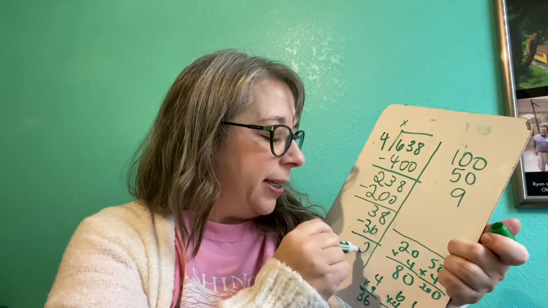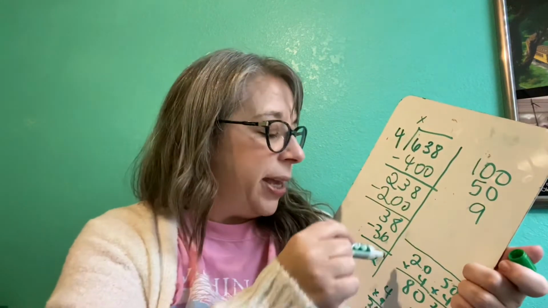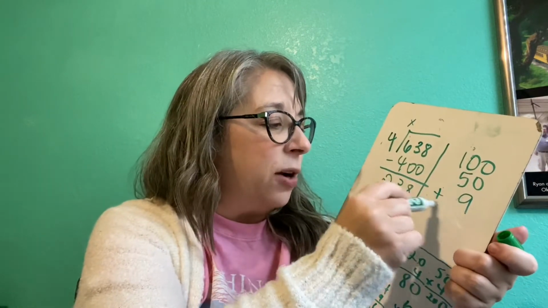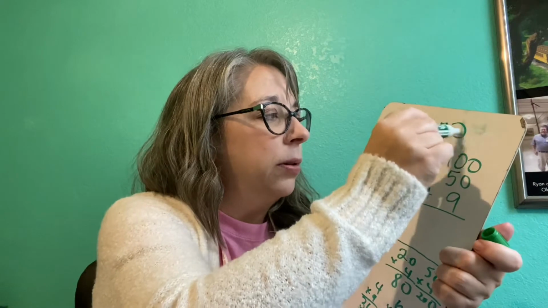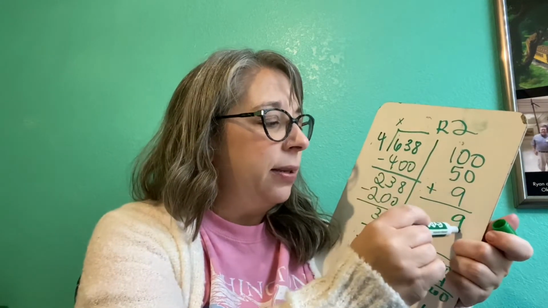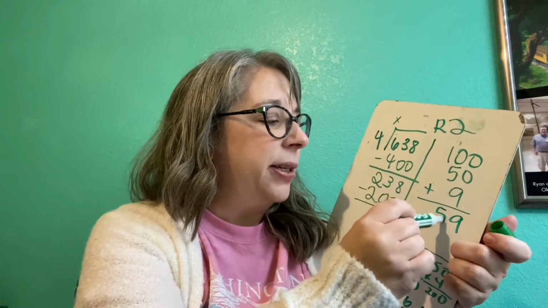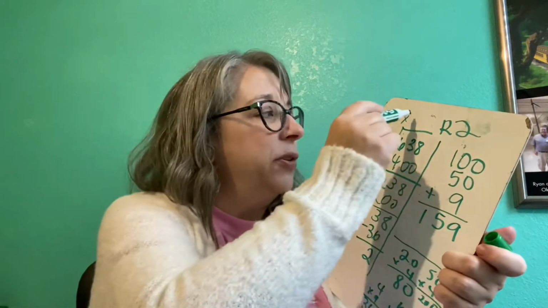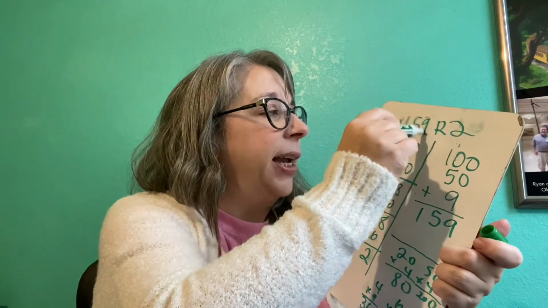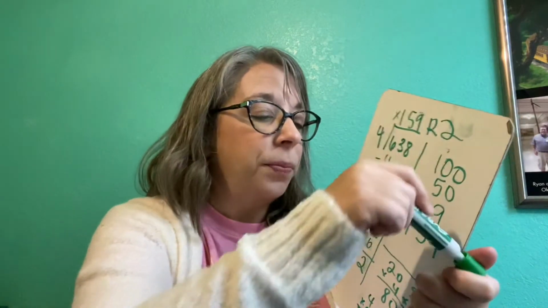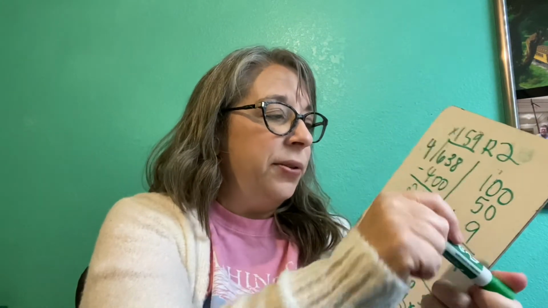8 minus 6 is 2. We know we can't go any further because 4 cannot go into 2. And our remainder will be 2. And now let's add up these numbers. 0 plus 0 plus 9 is 9. 5 plus 0 is 5. And 1 plus nothing is 1. So 159 with a remainder of 2. Okay? All right, so there is one example.